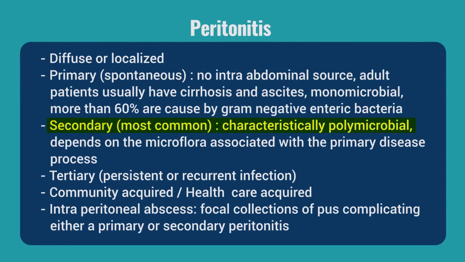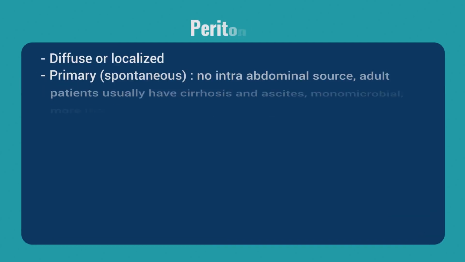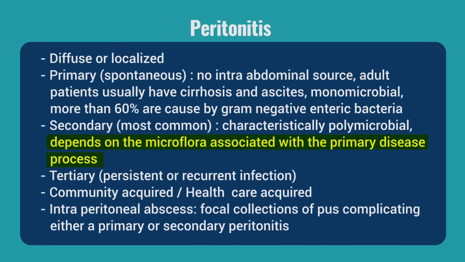Secondary is the most common cause of peritonitis. Here, it is characteristically polymicrobial. Secondary means that there is an intra-abdominal source. For example, there is a perforation in a particular segment of the bowel, which causes the microorganisms to spill over into the peritoneum and cause peritonitis. So in this case, whatever microbial load is there in that particular part of the bowel will be spilled over, and it should be polymicrobial in such cases. So it is usually associated with the microflora present in that particular area of the bowel.